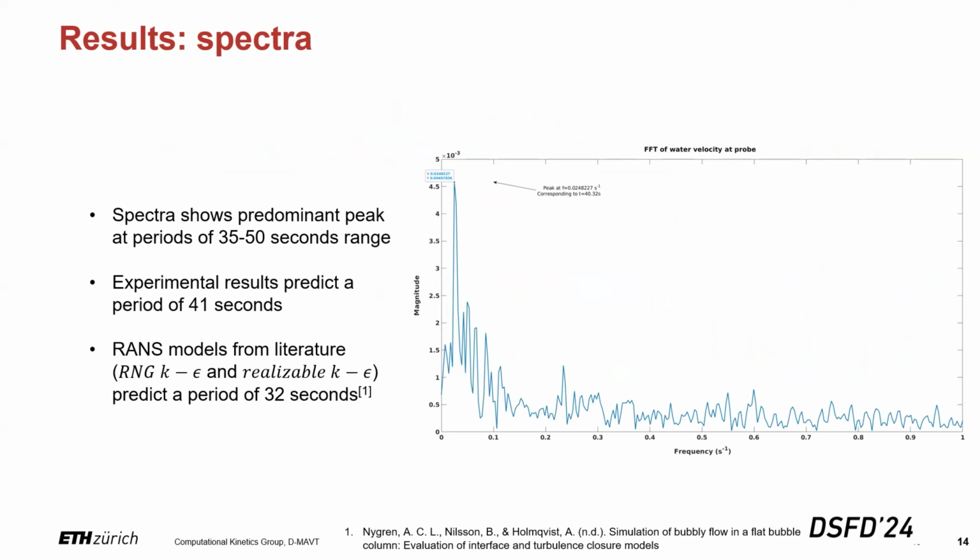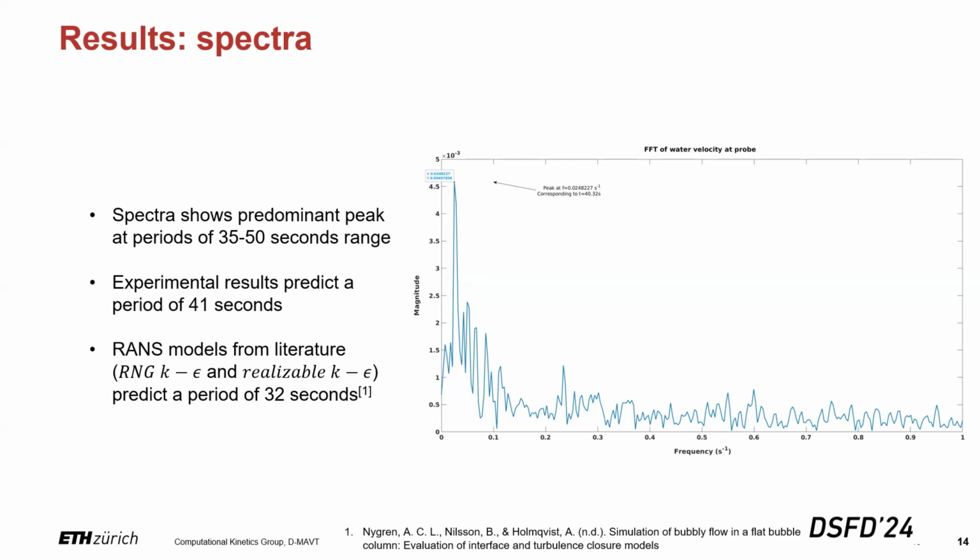And in the experimental test, they get a value of 41 seconds. And in RANS simulations from previous researchers, they usually get around 32. And there was also an LES simulation which got around 50, 55. So it's promising to see that we are getting in the correct range of values, and so we are on the right track.